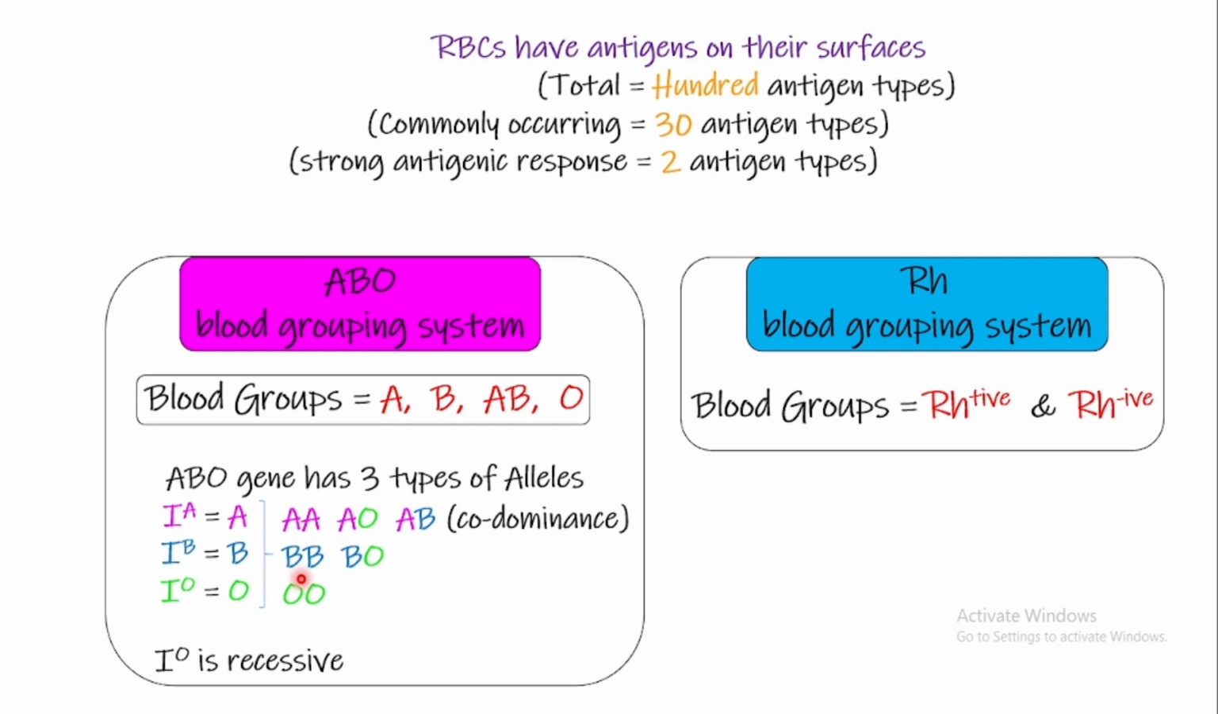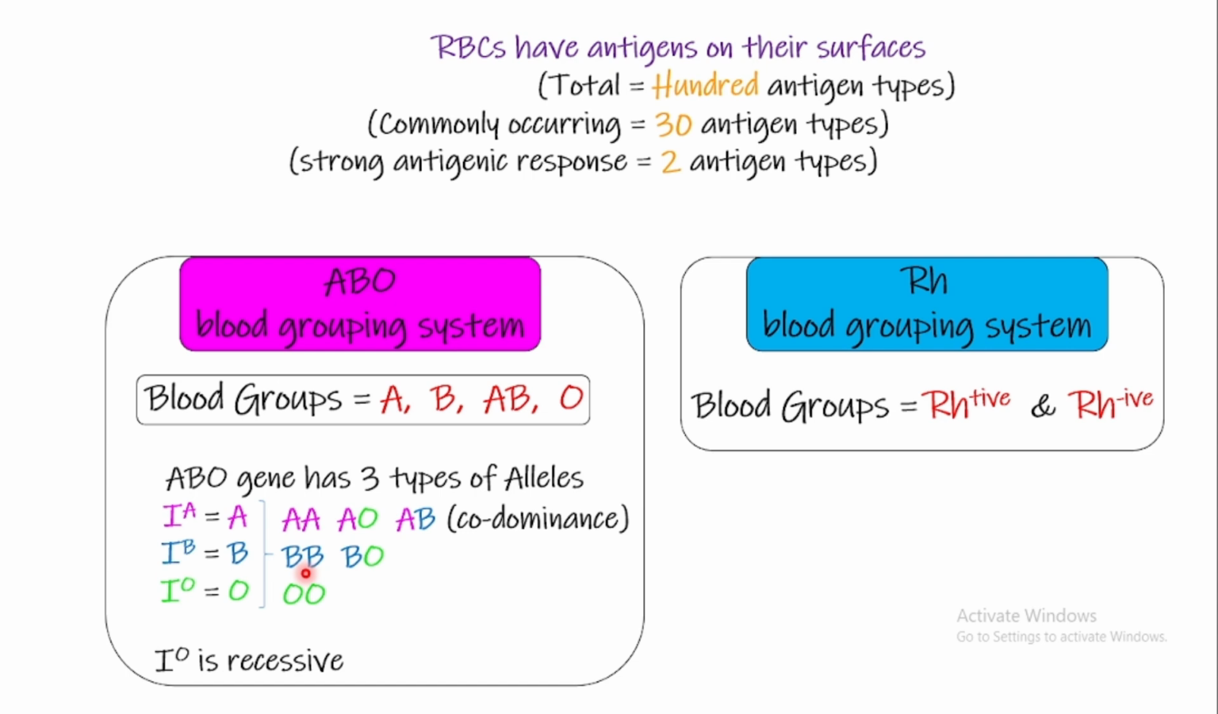Definitely, if the genotype of the person is AA, the blood group of the person will be A. The antigen present on the red blood cell will be A. If the person has both IB alleles, the genotype is BB, and the antigen present on the red blood cell surface is B. And if the person has both IO alleles, the genotype is OO, which means there will not be any antigen present on the surface of the blood cells.